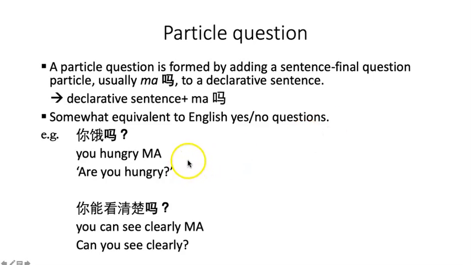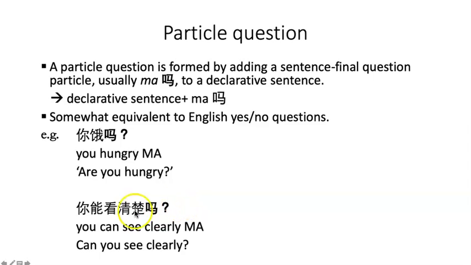For example, 你饿吗? 你饿 is a declarative sentence. Adding ma, the question particle, it turns this declarative sentence 你饿 into a particle question, similar to English yes-no question. Are you hungry? 你饿吗? Are you hungry? Adding ma. Ma is a question particle, turns that into a question.